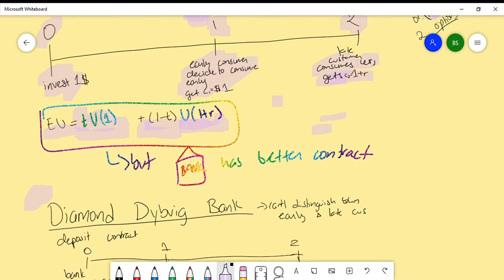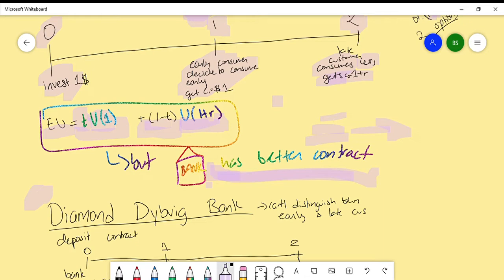But the thing is, there is a bank that has a better contract for you. We'll go over the reason why it's a better contract later, at the very end, because I honestly did not understand this.